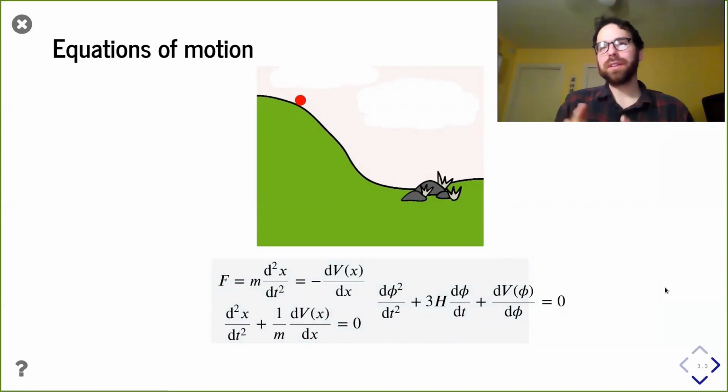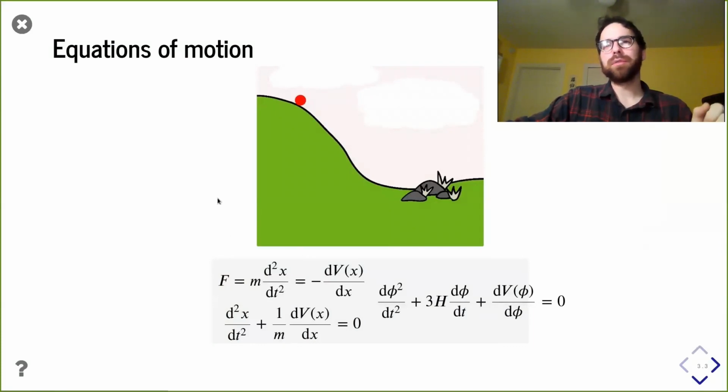So you can do exactly the same thing for inflation. And the physics is a little more complicated, but it's exactly the same result. We have the acceleration plus the derivative of the potential plus one extra term equals 0. And this extra term just acts as a friction force. It shows up because the universe is expanding.